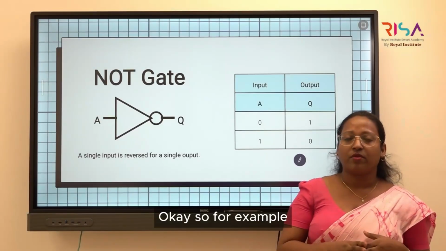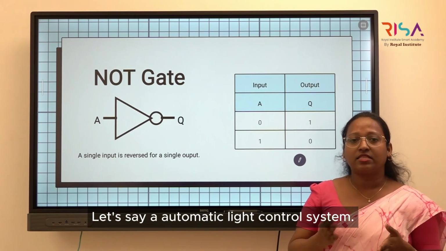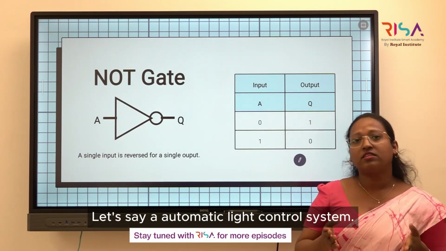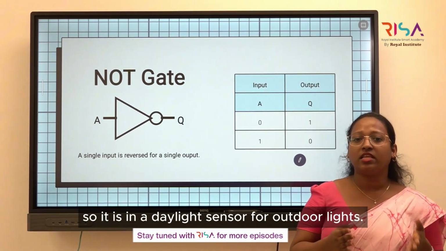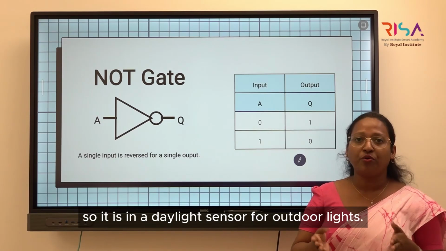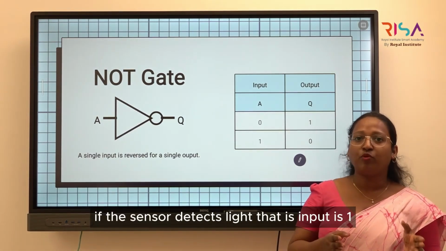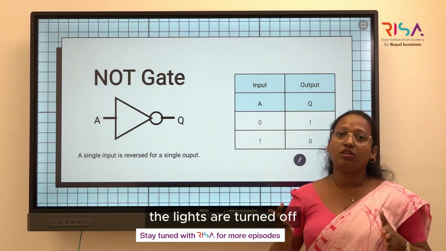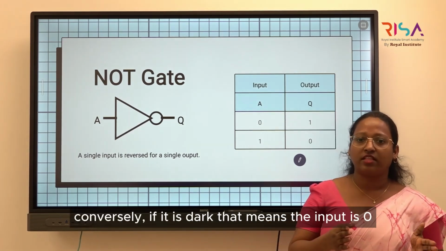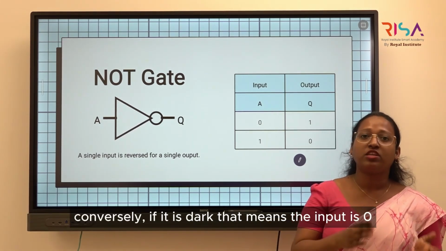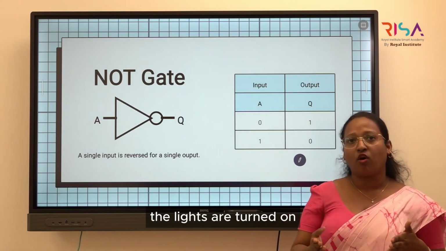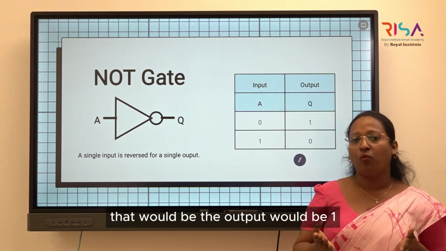Okay. So for example, let's say an automatic light control system with a daylight sensor for outdoor lights. If the sensor detects light, that is the input is 1, the lights are turned off. Conversely, if it is dark, that means the input is 0, the lights are turned on. That would be the output 1.